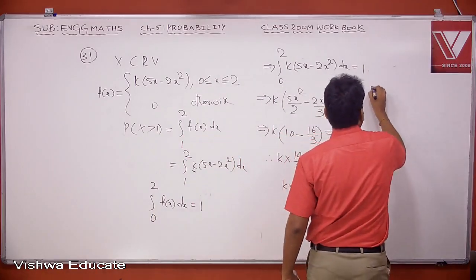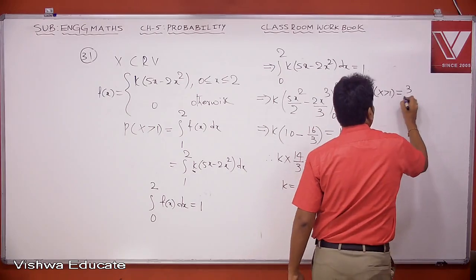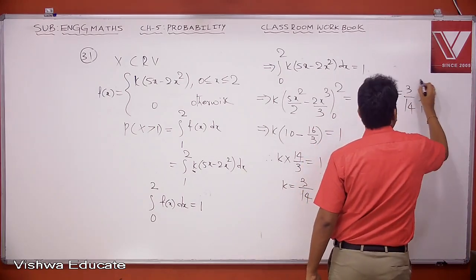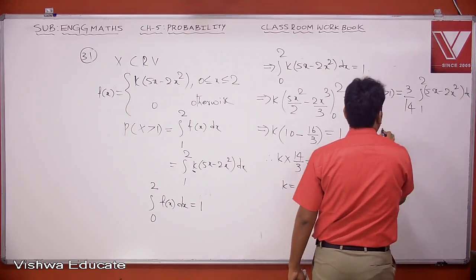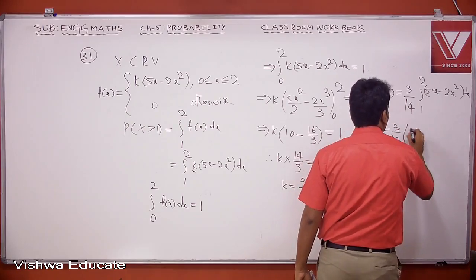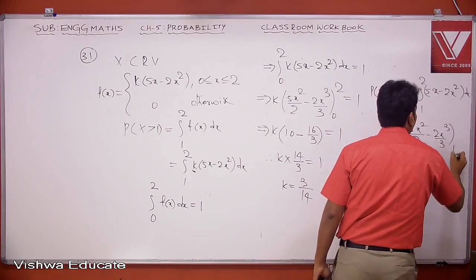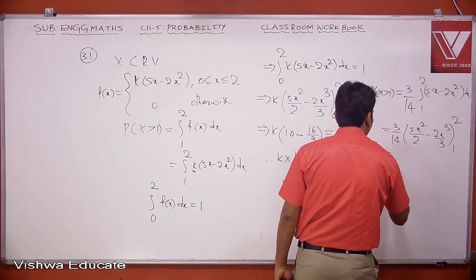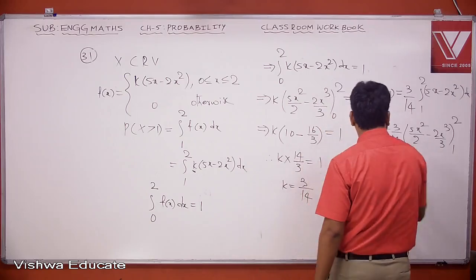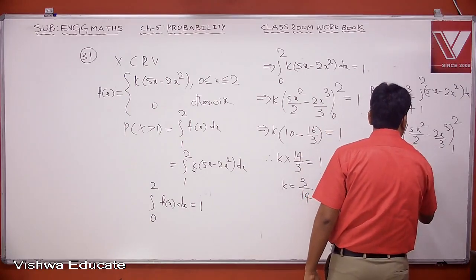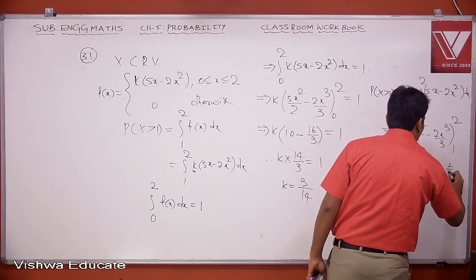Therefore P of x greater than 1 equal to, here the k value is 3 by 14, so 3 by 14 into integral 1 to 2 5x minus 2x square dx. So therefore this is 3 by 14 into 5x square by 2 minus 2x cube by 3, limits are from 1 to 2. So this is 3 by 14 into, when you replace the upper limit, the value becomes 14 by 3. So this is 14 by 3 minus, replace x by the lower limit, 5 by 2 minus 2 by 3.